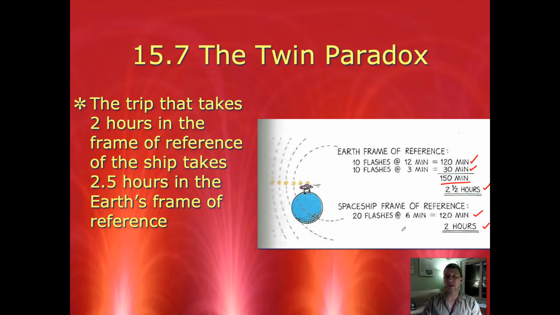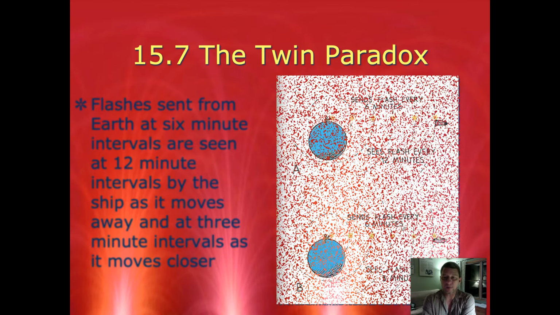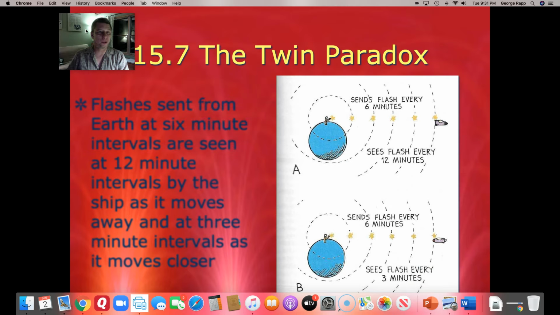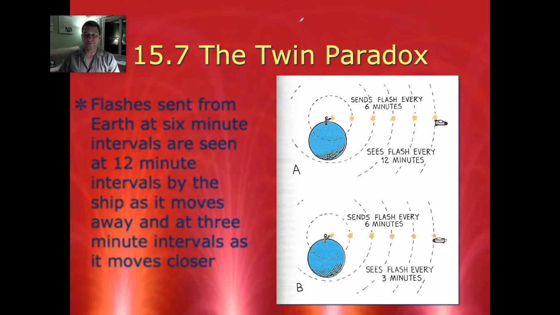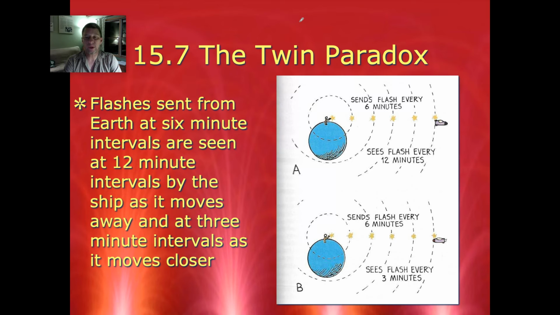Okay, let's look at this in a slightly different manner. In this particular example, we're going to have a scenario where the observer on Earth, the twin on Earth, is going to send a flash every 6 minutes. With the rocket moving away from the Earth, the astronaut in the spaceship is going to see a flash every 12 minutes.